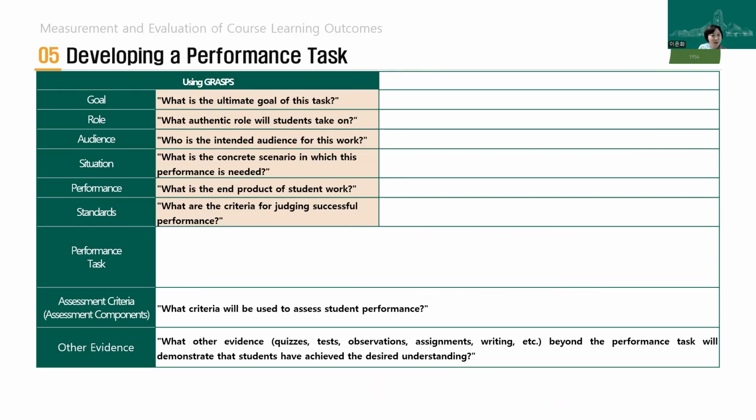Beyond GRASPS, two additional elements. Assessment components. What specific criteria will be used to assess student performance? Break down the standard into measurable dimensions. Other evidence. What other evidence beyond the performance task will demonstrate that students achieved the desired understanding? This might include quizzes, tests, observations, assignments, writing, etc. Performance tasks are primary evidence, but supporting evidence strengthens assessment.